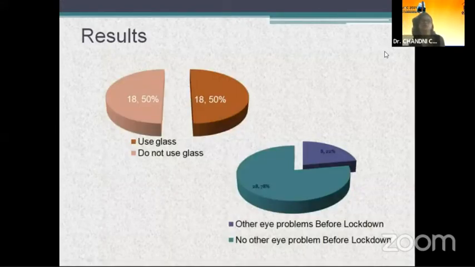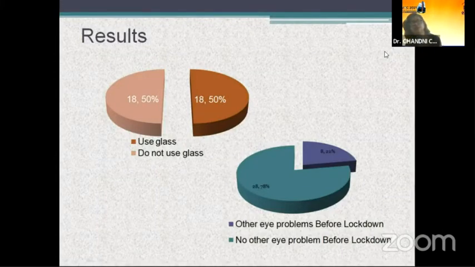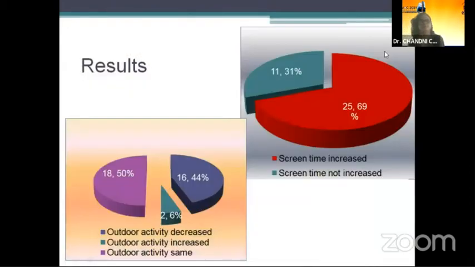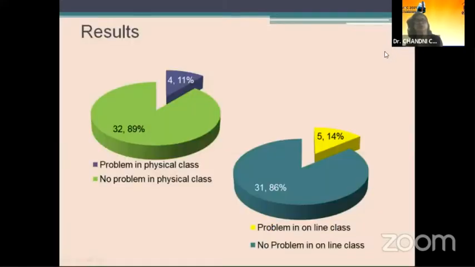So out of these responders, 50% of the kids were using glasses before the lockdown, and other eye problems were present in 22% of the kids. Now, so far as the outdoor activity was concerned, we got a mixed response. In 44% of the patients, outdoor activity was decreased, 50% had the same amount of outdoor activity, and in 6% of the patients, it was increased, surprisingly, maybe because of the reduced school time and standalone houses. And so far as the screen time was concerned, there was a very high incidence of increase in screen time, more than 1.5 fold. It is 69%.